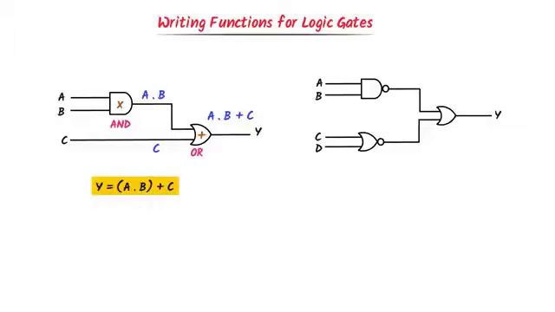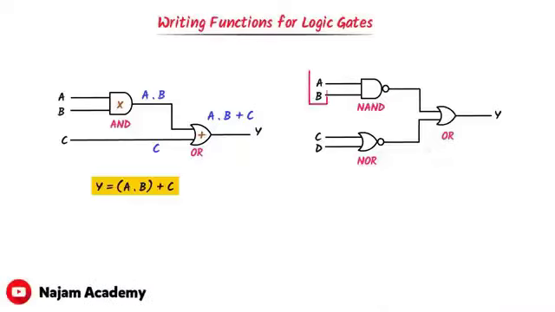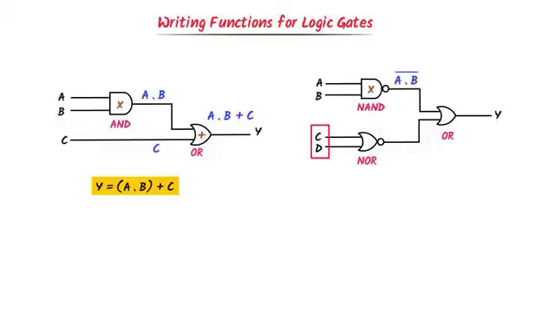On the other hand, this is a NAND gate, this is a NOR gate, and this is an OR gate. Now two inputs A, B are given to the NAND gate. The AND gate will multiply it, A dot B, while the NOT gate will inverse it. I put a bar on A dot B. Secondly, two inputs C, D are given to the NOR gate. The OR gate will add it, C plus D, and the NOT gate will inverse it. I put a bar on C plus D.